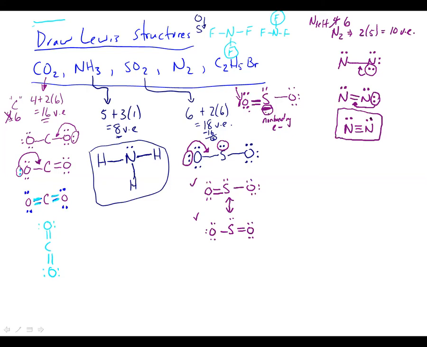Nitrogen on the right has 2, 4, 6, 8 electrons. Nitrogen on the left has also 2, 4, 6, and 8 electrons. Any questions on that? So that's a nice example of showing you how we get to a triple bond.